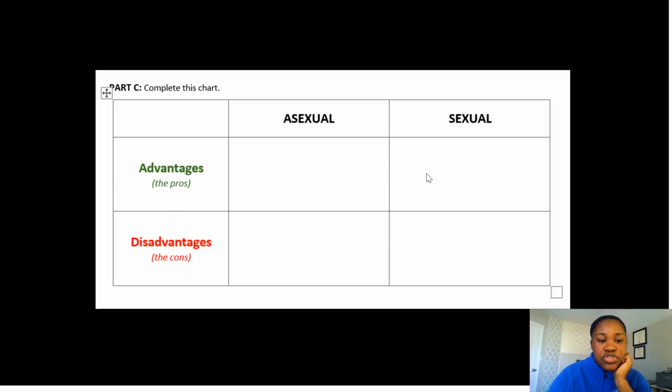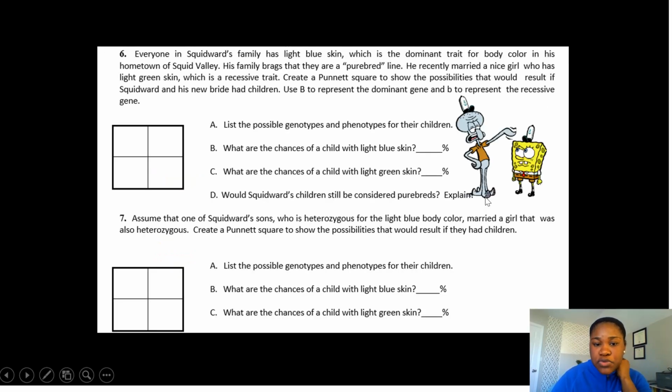In this chart, you would just write the pros and cons. So what are the advantages of asexual reproduction and what are the disadvantages of it? And then you do the same thing for sexual reproduction. What are the pros? What are the cons? In the last part of the activity, we're going to be using Punnett squares to determine the probability of offsprings inheriting certain traits from their parents.